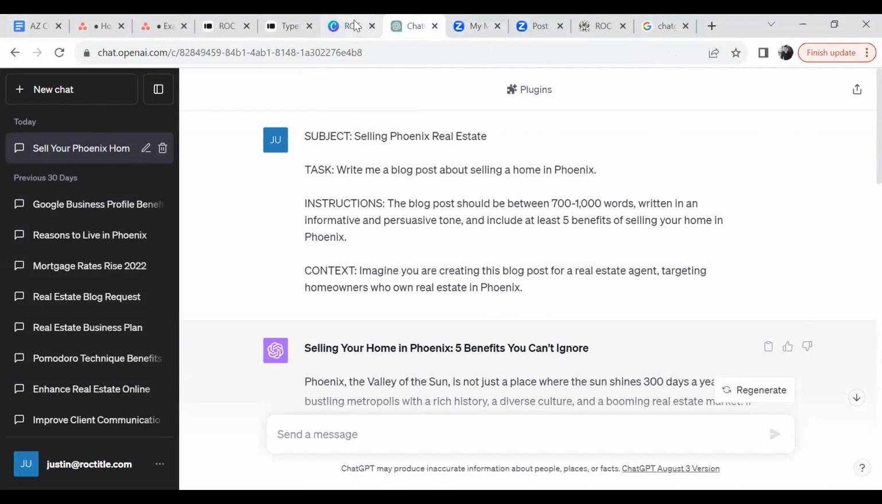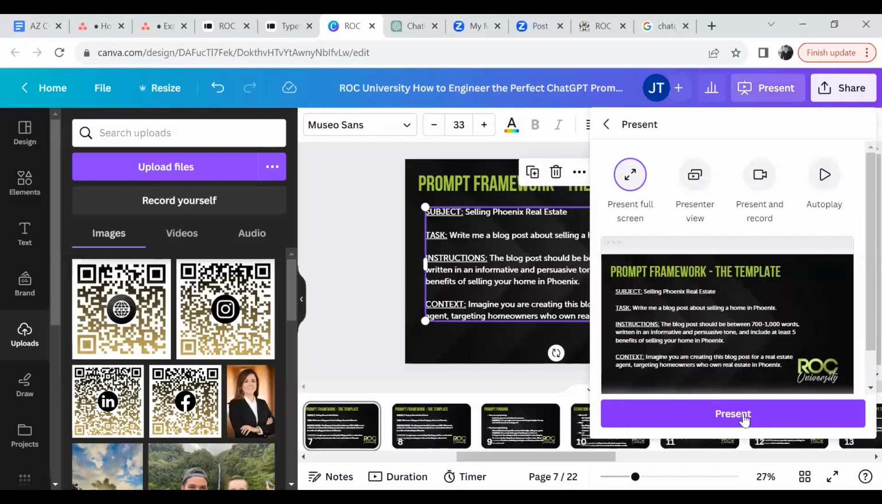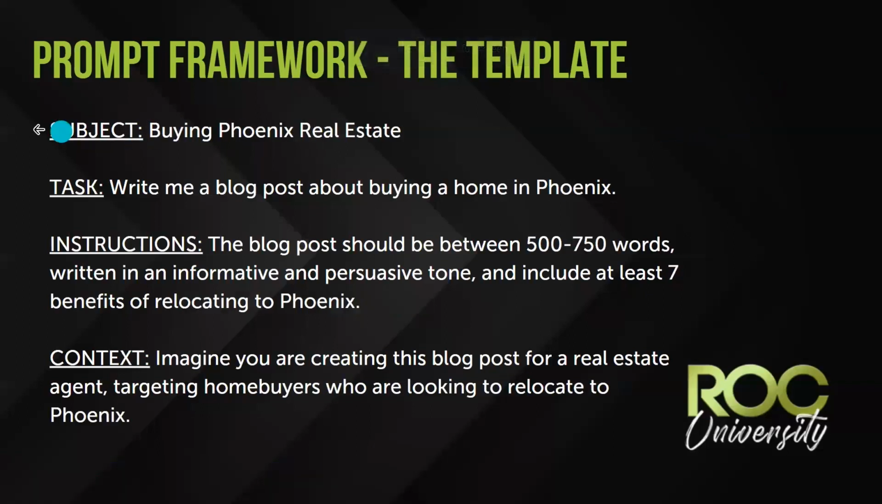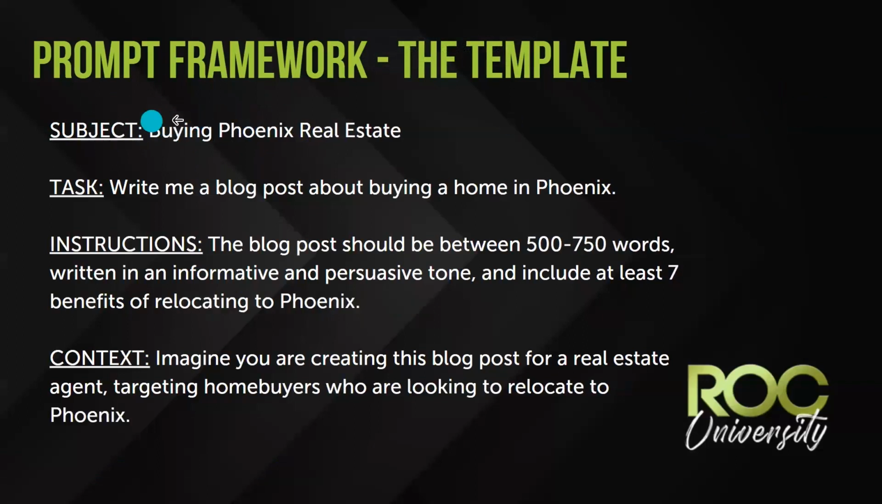All right, let's see some other ones that we got going on. Again, I'm going to be going back and forth so you guys can see real life examples. Here's another one. This one was geared towards selling. Now we're going to talk about buying Phoenix real estate. Write me a blog post about buying a home in Phoenix. The instruction is the blog post should be between 500 and 750 words, written in an informative and persuasive tone.